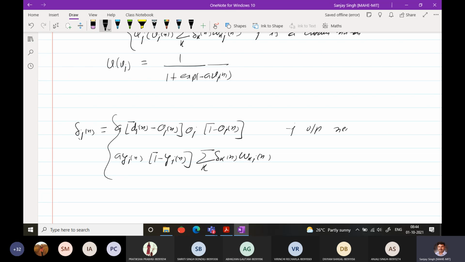The first is when j is an output neuron, and the second when j is a hidden neuron. We have seen all those things, where O is nothing but the output of the neuron in the output layer. We are denoting it by O. I could have denoted it by Y also, but this indicates that it is an output neuron. So let me say it's O.